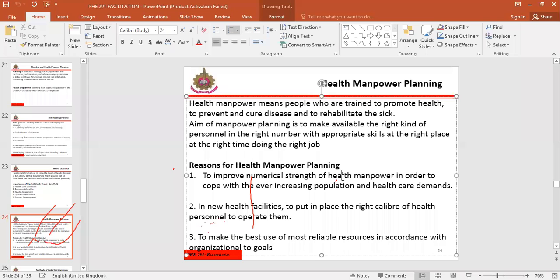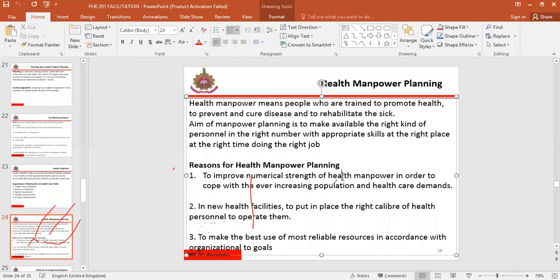Health manpower planning means people who are trained to promote health, to prevent and cure disease, and to rehabilitate the sick. The major aim of manpower planning is to make available the right personnel, in the right number and in the right proportion, with the appropriate skills, at the right time, to do the job as and when due.